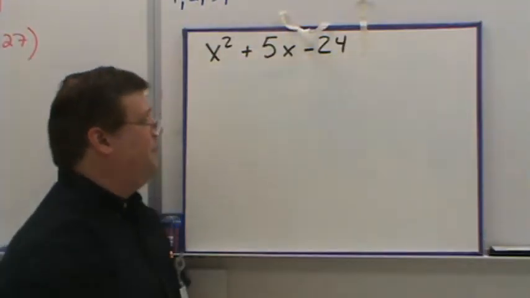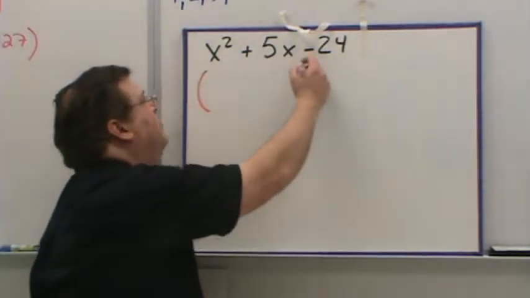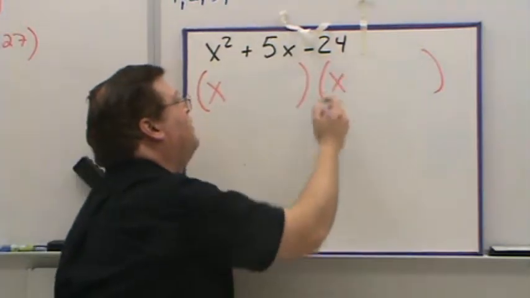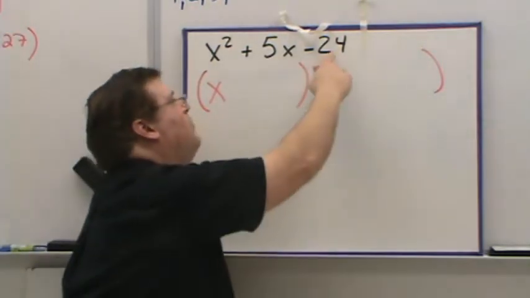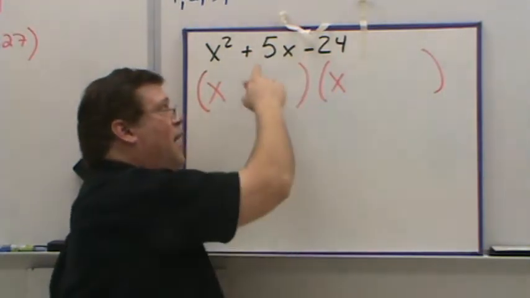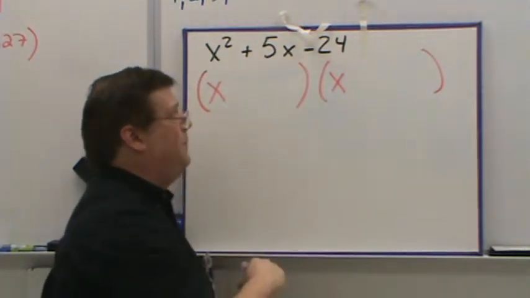Another example here. Start off, draw the butt, that's step 1. Step 2, put in the x's. Step 3, find out what numbers multiply to give me negative 24. The signs are part of it, and add to give me a positive 5.